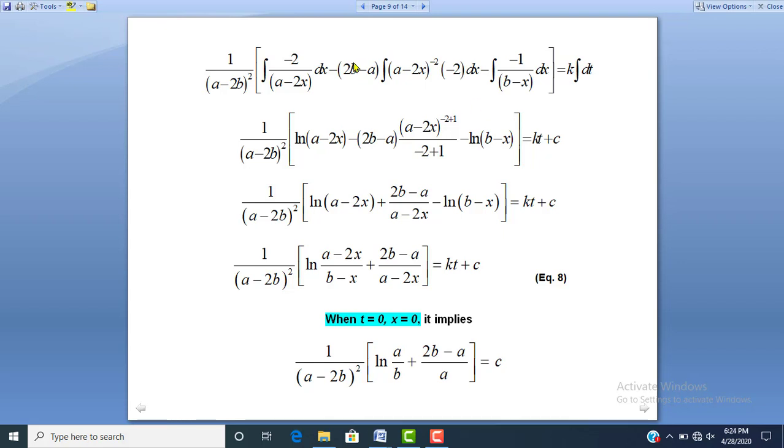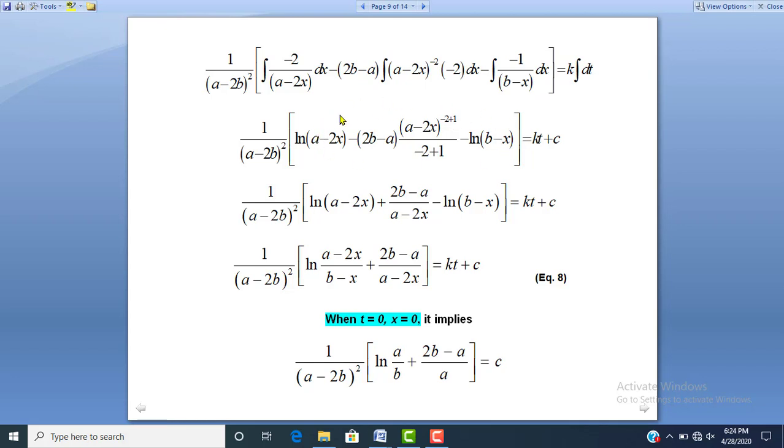Dear students, when we applied the rules of integration to these terms written inside the bracket, this side will be written as log natural (a minus 2x), minus (2b minus a) into (a minus 2x) raised to power minus 2 plus 1 divided by minus 2 plus 1. I have told you already this formula has been applied. This is called the power rule. Minus log natural (b minus x).